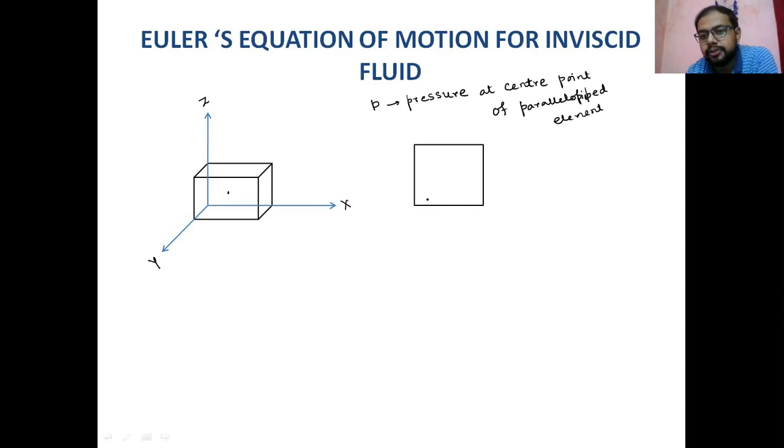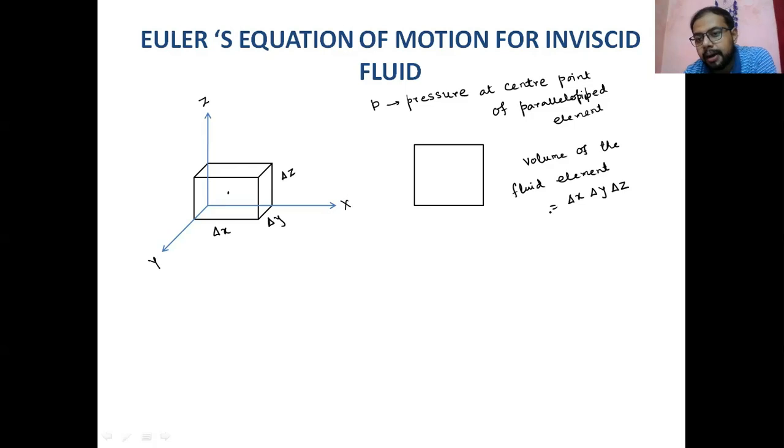First we analyze the element length. Along the x-axis, the length is a small length, del x. Along the y-axis it is del y, and along the z-axis the length is del z. So what is the volume of the element? It's simple. The volume of the fluid element, which we are choosing here, is del x, del y, del z.